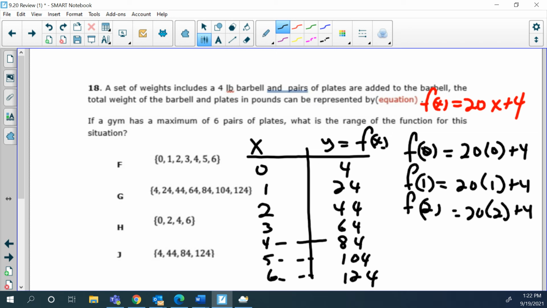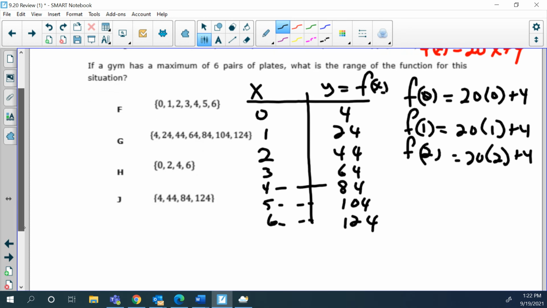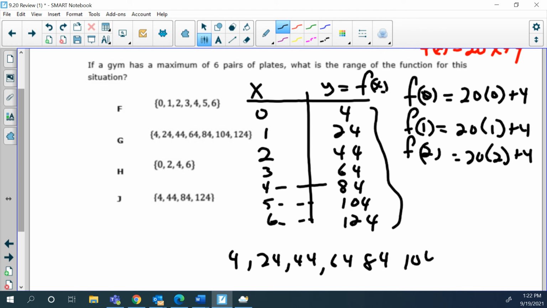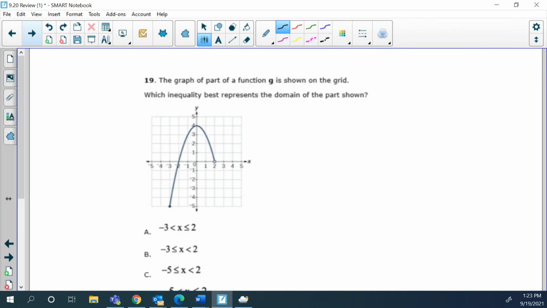And so my range now, it asks for the range. What is the range? I'm just going to list it; this is all my range right here. It'll be 4, 24, 44, 64, 84, 104, and 124. That is my range right there. Okay, all right, so let's see what's the next one.